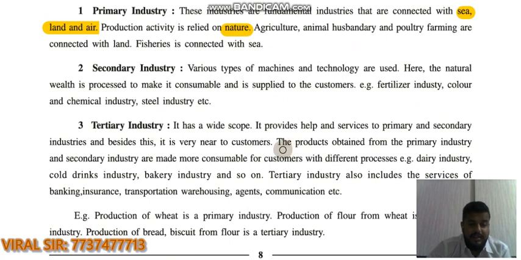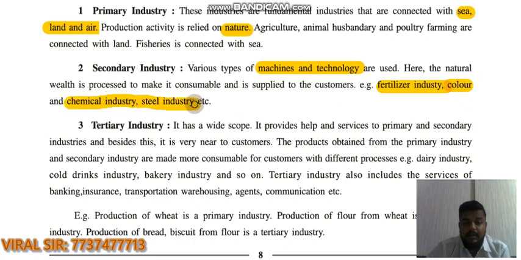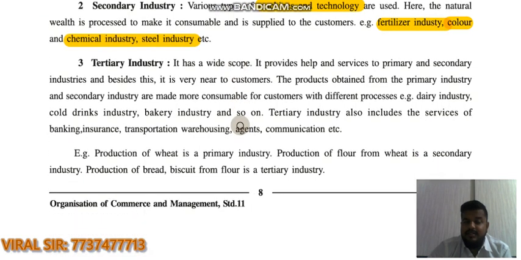What is secondary industry? The industries where machines and technologies are more used. Here the natural wealth that we got from the primary sector is processed to make it consumable for the end user and supplied to the customer. Examples: fertilizer industries, color industries, chemical industry, steel industry, etc. Clear? And the last one is tertiary industry.